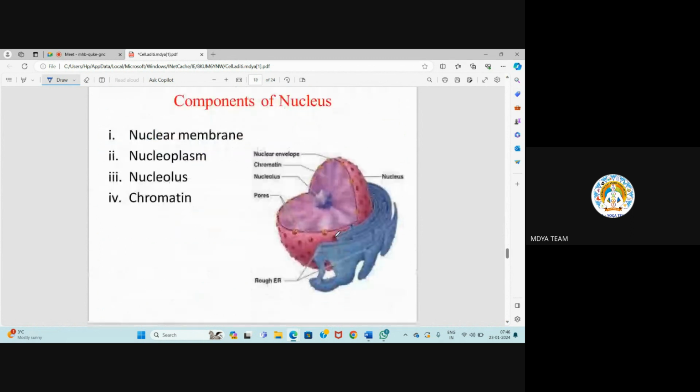Okay. Now, the components of the nucleus, meaning what we can see in a nucleus. There are four main components. First is the nuclear membrane.